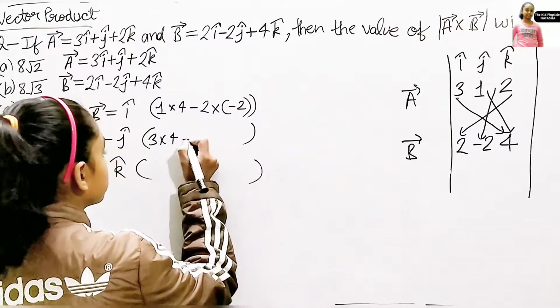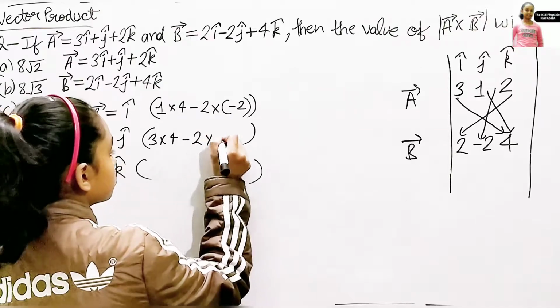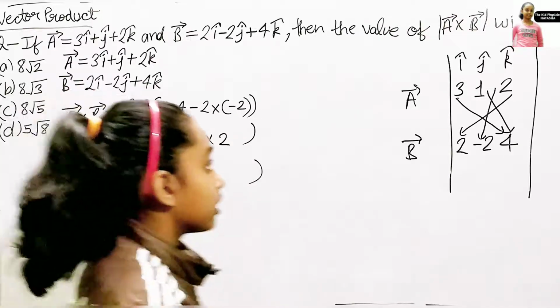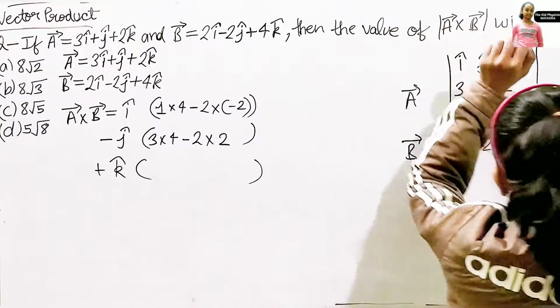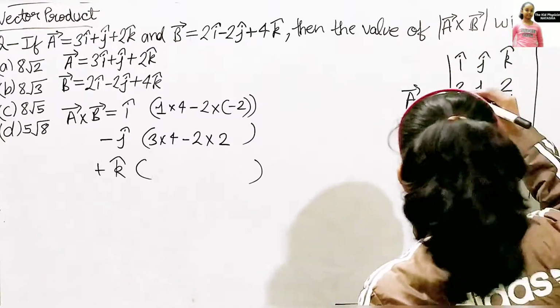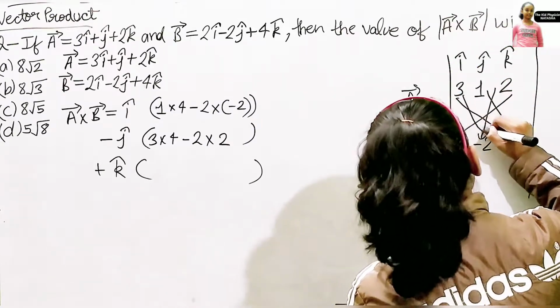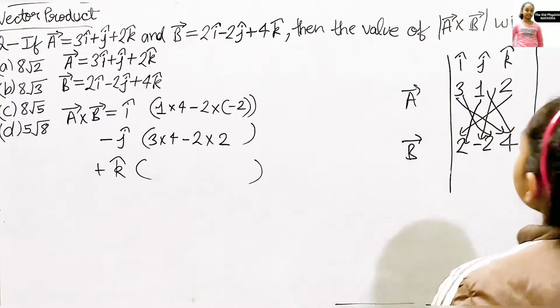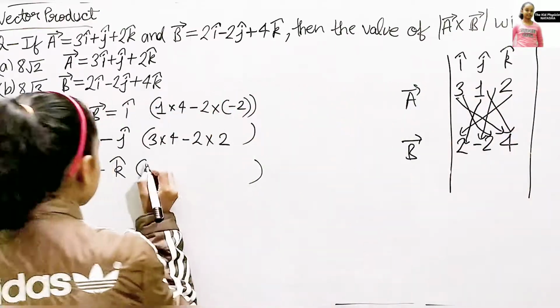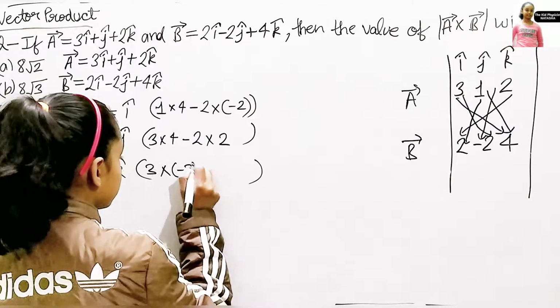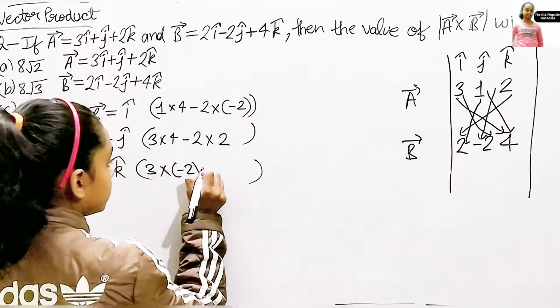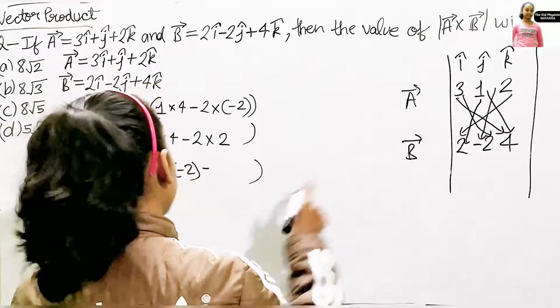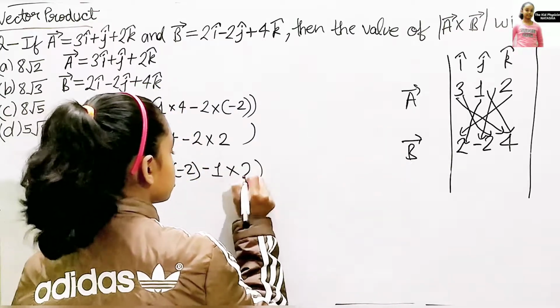So, sorry, 2 into 2. Now k cap 1. So hide the row of k cap, hide the column of k cap, and so what you will get? 3 into minus 2 and 1 into 2. Okay. So 3 into minus 2, then minus, and then what? 1 into 2.